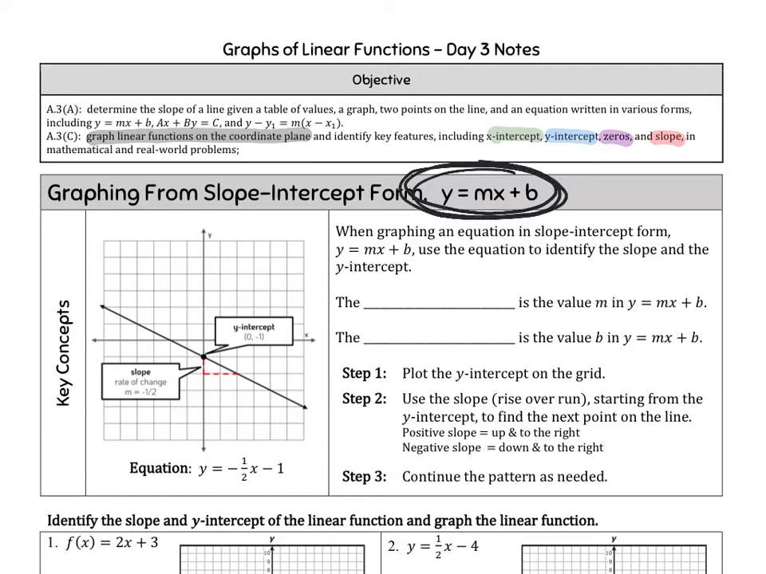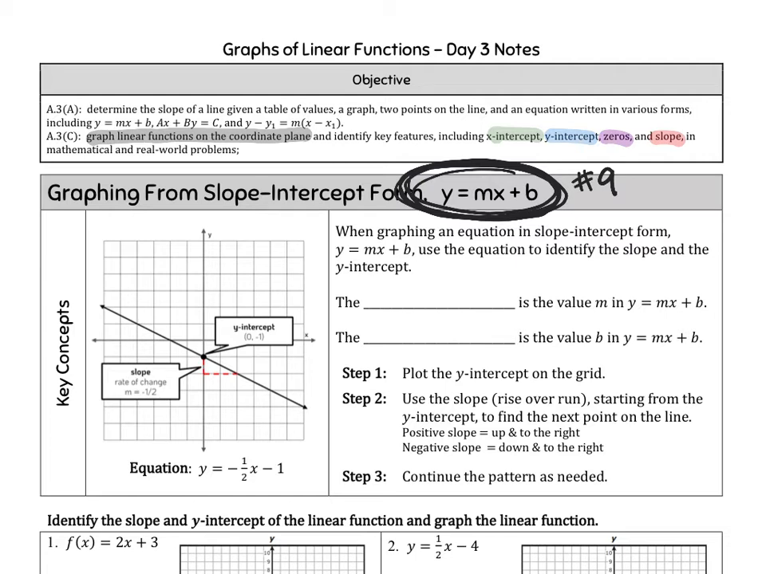Has anybody ever seen this equation before? Yeah, what's it called? Y equals mx plus b. Well, that's how we say it. But everybody look at their green piece of paper. It is called slope-intercept form. What equation is it on my formula chart? 9. It's equation number 9, which means it's given to you always.